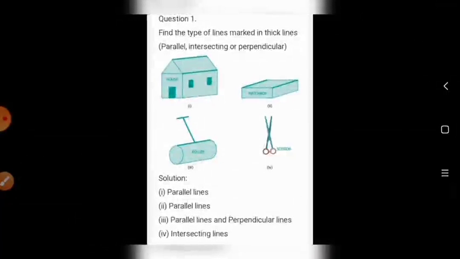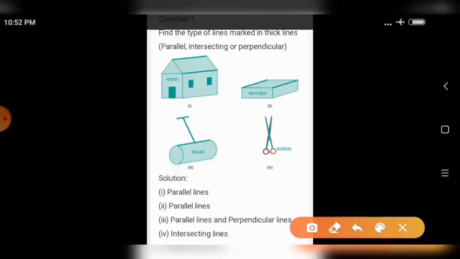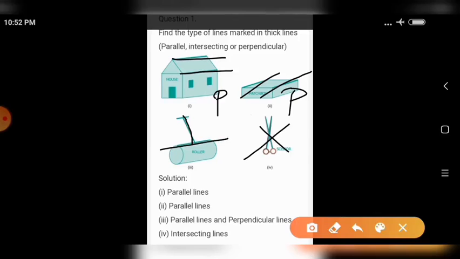Exercise 4.4. First question. Find the type of the line marked in the thick lines: parallel line, intersecting line and perpendicular line. We easily find the parallel lines. Parallel line means these are the parallel lines. These are all the parallel lines. This is parallel. And perpendicular line. This is perpendicular. And this one is intersecting line. I think you all understood.